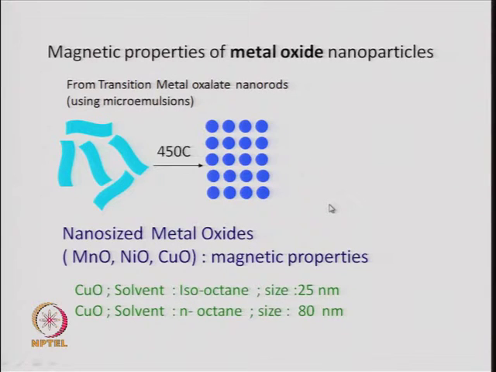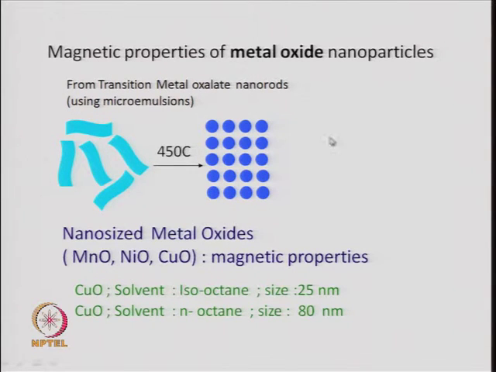This is an example of magnetic properties of metal oxide nanoparticles. When we say metal oxide, it can be a binary oxide, say copper oxide, nickel oxide or cobalt oxide. Of course, it cannot be zinc oxide, because it should have some magnetism, and normally zinc oxide is not magnetic, because it does not have empty d orbitals. So, when we talk of metal oxides, we tend to talk about transition metal oxides, and transition metal oxides like nickel oxide and cobalt oxide have very rich magnetic properties.